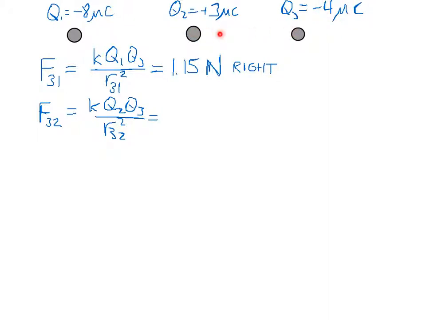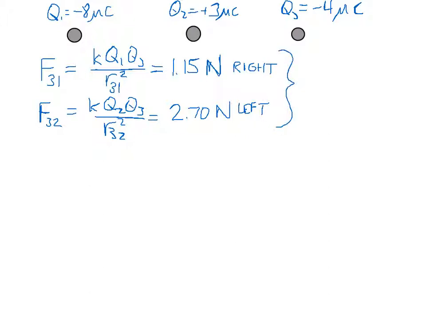And the distance between these, since this charge is at 0.3 and this charge is at 0.5, the distance between them is 0.2. So that's what we're plugging in, 0.2 squared. And that will give you an answer of 2.70 newtons. What's the direction in that case? Well, since Q2 is positive and Q3 is negative, those two are going to want to pull toward each other, so that means Q3 is going to go toward the left. So we can just write down the left after that.